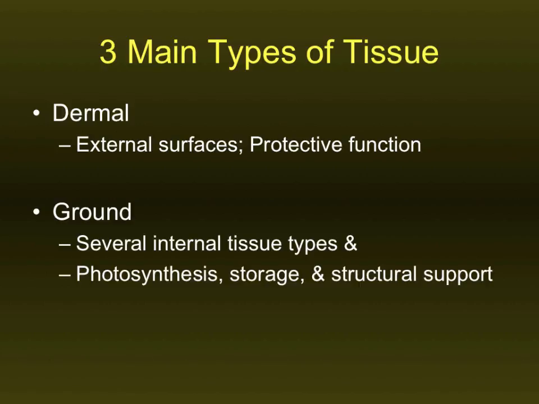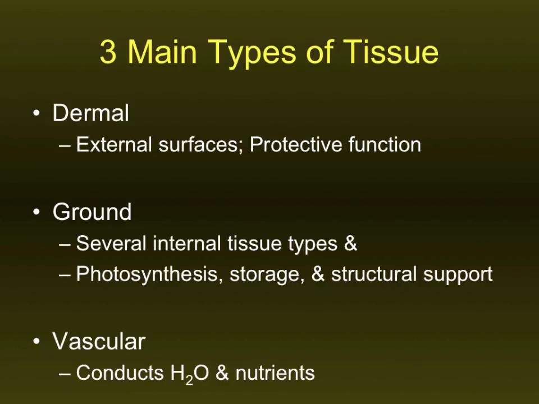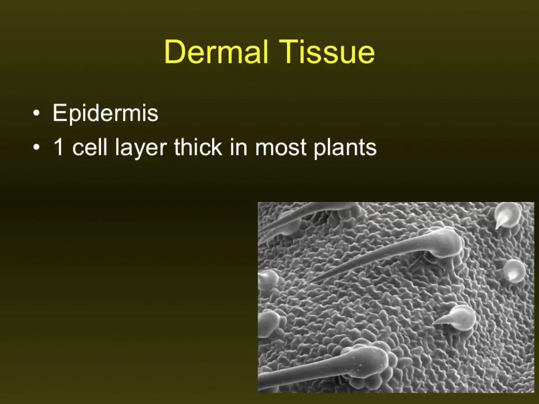So again, we've seen our three different tissue types, right? We've got dermal, ground, and vascular. Dermal is protective, ground is for general functionality of the plant, and vascular is for transport of water and nutrients. So what we're going to do now is focus in and take a closer look at the three different tissue types and take a look at how they're produced. So we'll start off with dermal tissue.